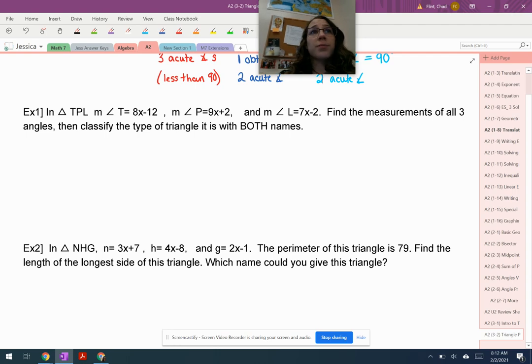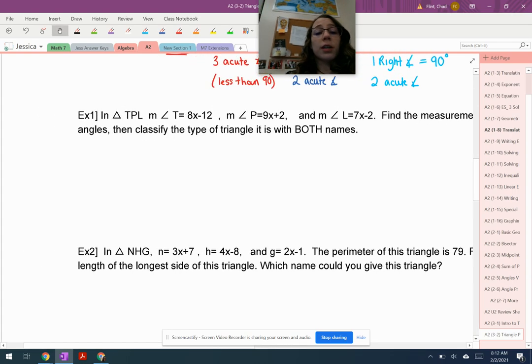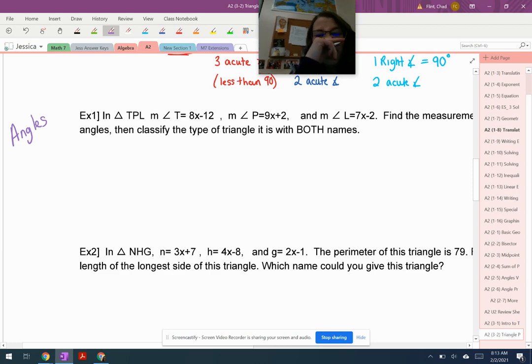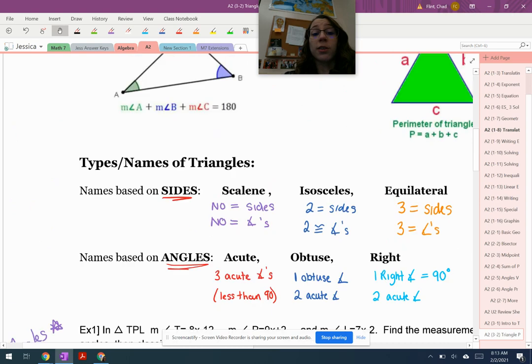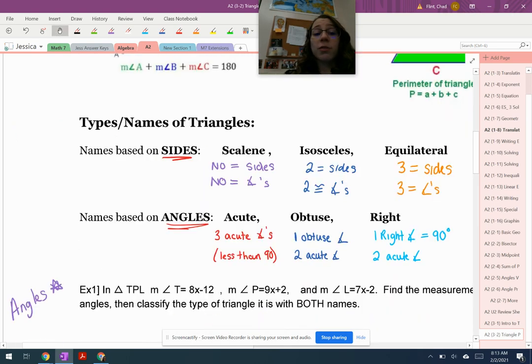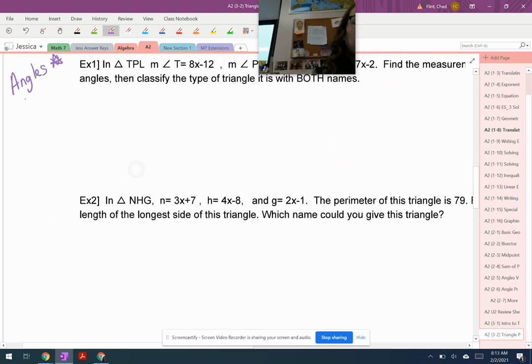Okay, solid. So this problem is talking about angles, not sides. So again, the first thing we're figuring out is, is the problem telling me about angles or is the problem telling me about sides? And this one is about angles. So let's think, what is it that we know about angles and triangles? Well, we know that the three angles of a triangle will always add to 180.